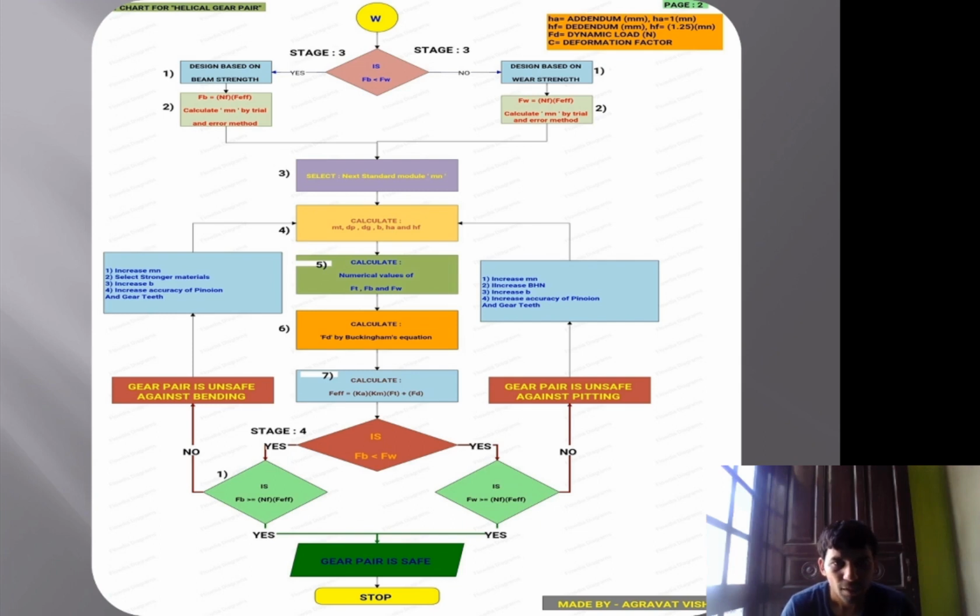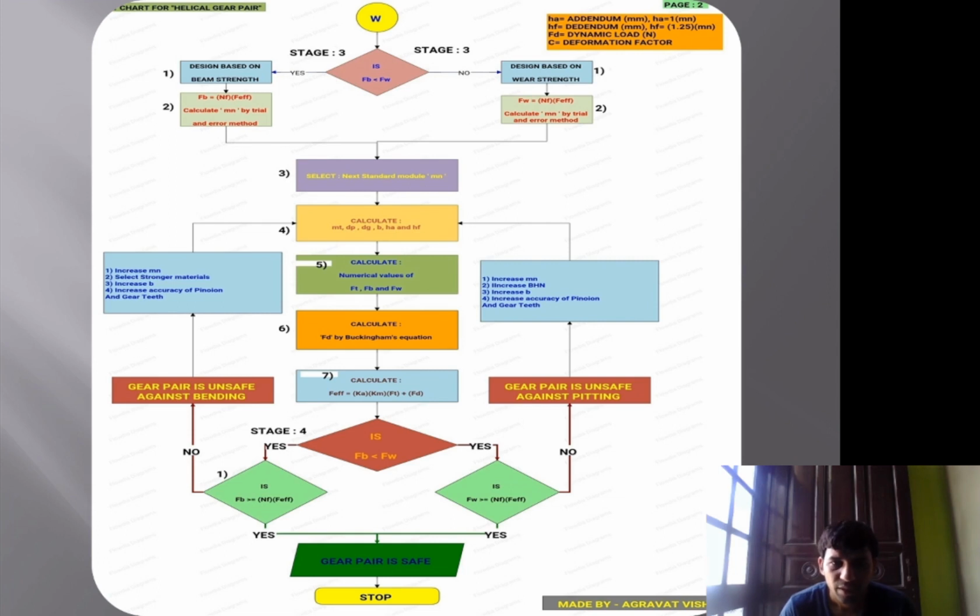After finding these values, calculate the numerical values of FT, FB and FW. FT is the tangential tooth load, FB is beam strength and FW is wear load. By finding these values, calculate FD, that is dynamic tooth load, by the Buckingham equation. After finding FD, go for the calculation of F effective again. And what is the formula for F effective? F effective is equal to Ka Km into FT plus FD.